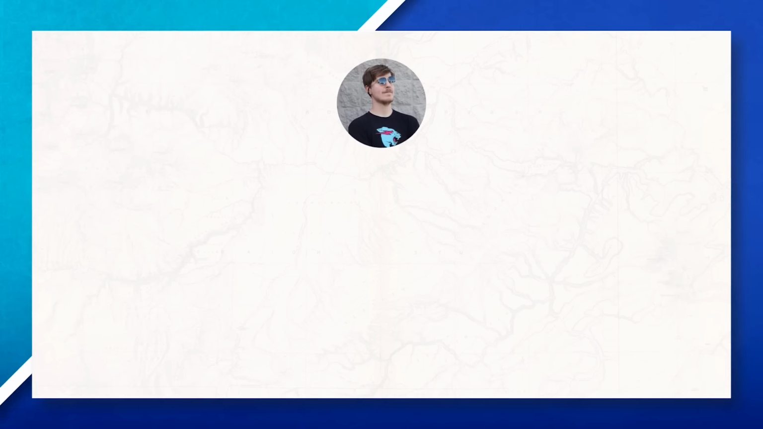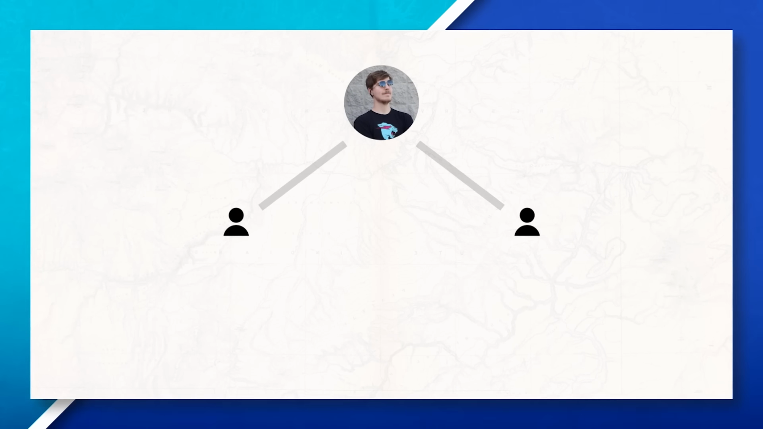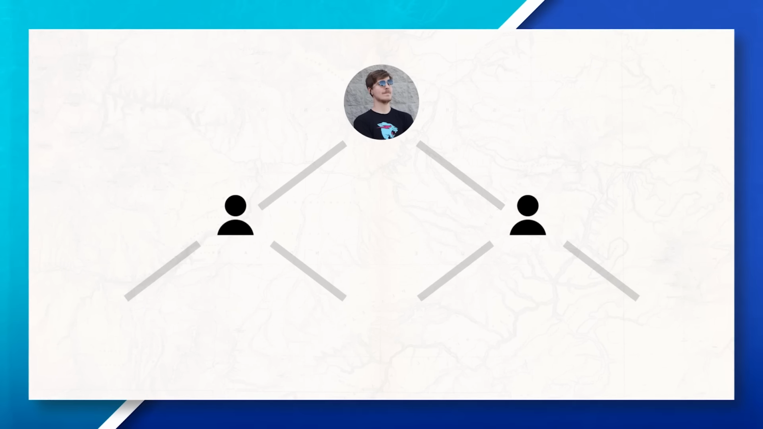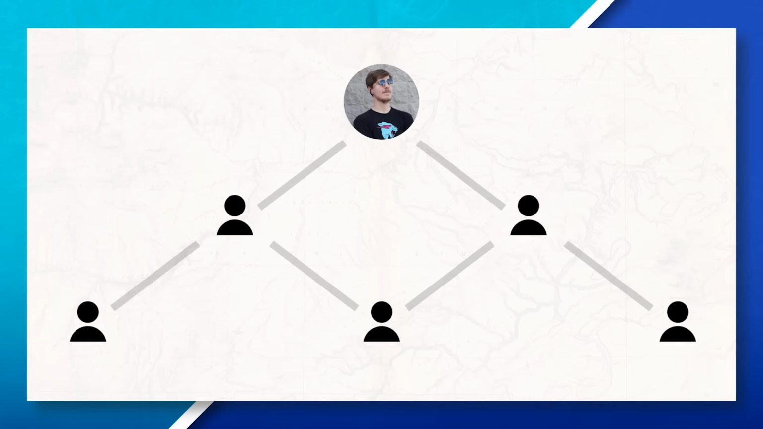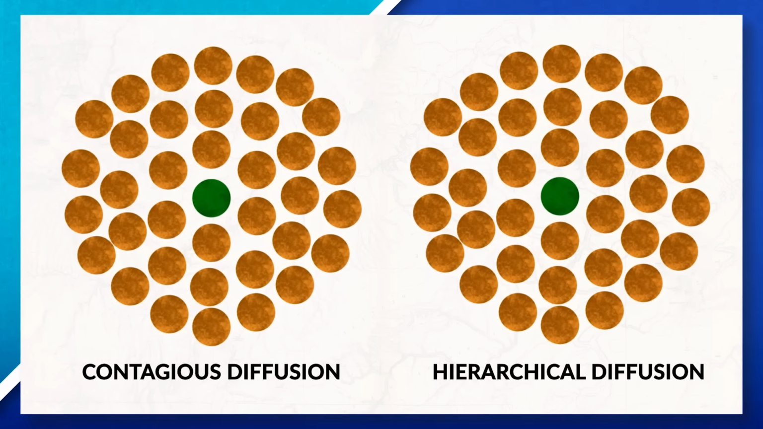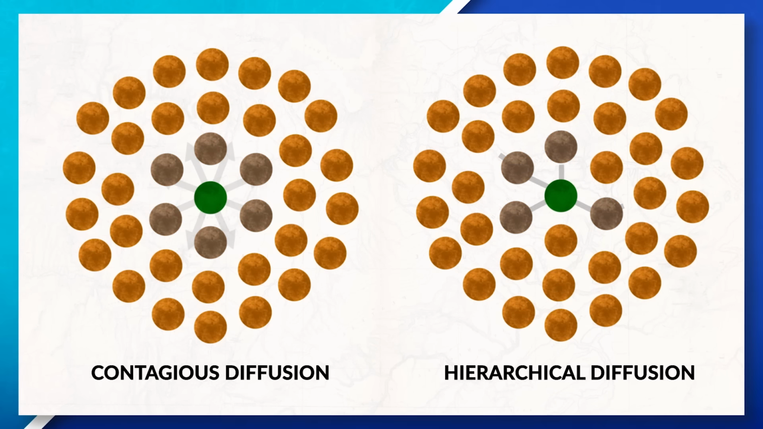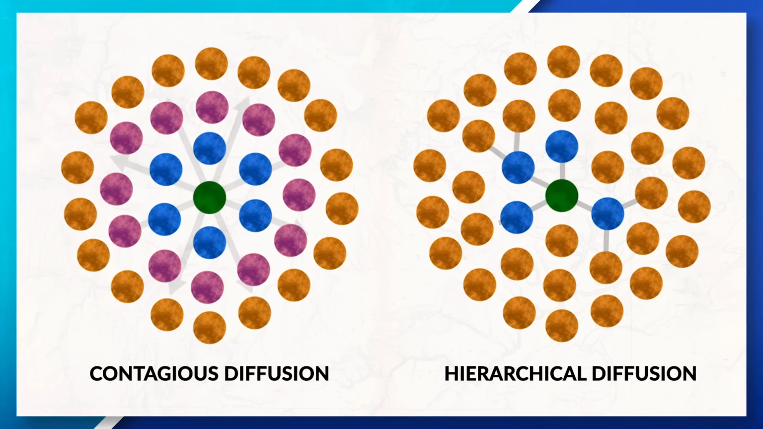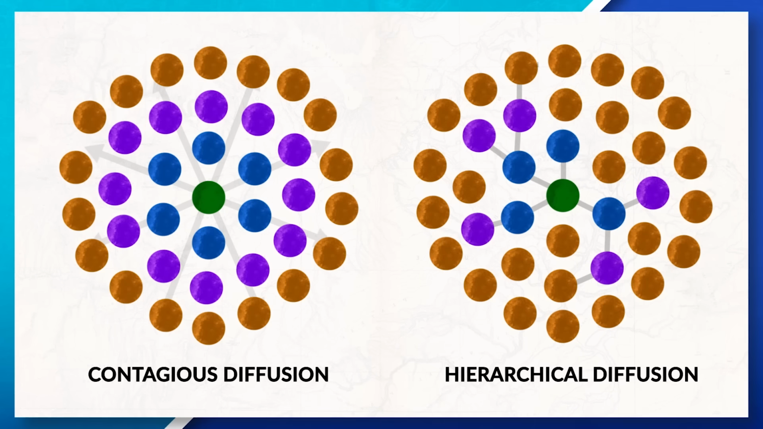We can also see hierarchical diffusion occur with new ideas or products that diffuse through social media influencers and their audience. For example, Mr. Beast, the largest influencer on YouTube, can share his ideas and videos with his followers, who then spread them to their friends, who then spread them to their friends. Notice that in this example, the information is not going to everyone at once. It is following a structure, starting with the person in power and moving down. Unlike contagious diffusion, information is not being diffused to all people.